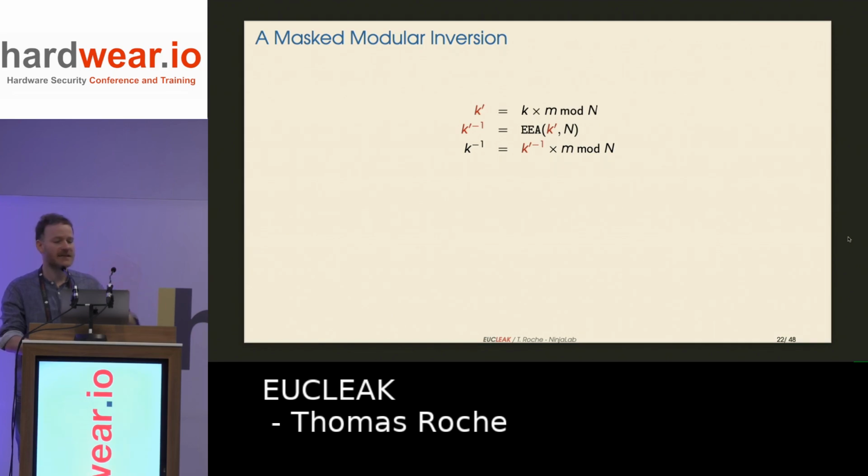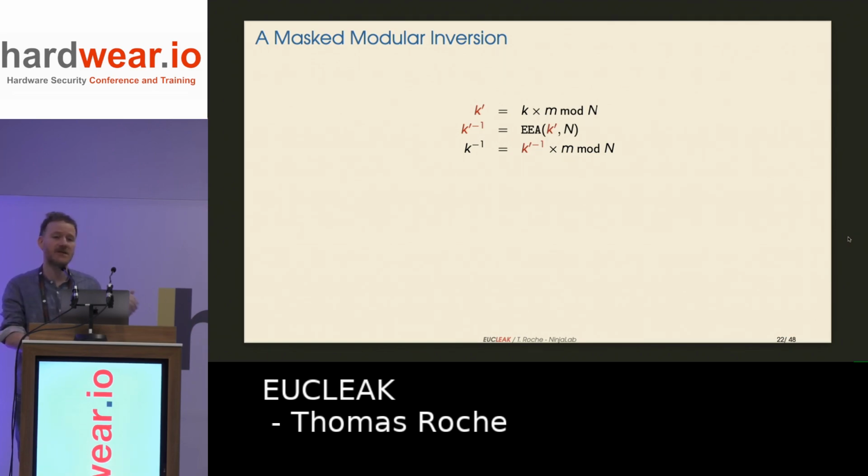If you have a mask that is very large, well, as large as K, then you're done. Having any information about K prime gives you no information about K. However, if for some reason you choose M to be small, then you might be able to brute force it. And why would you choose M that is small?